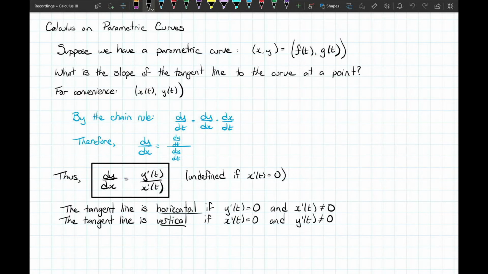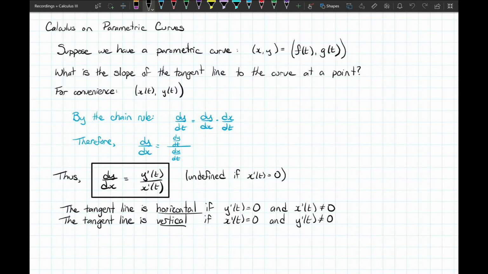We can understand that the tangent line is horizontal if the slope is equal to 0. That happens when the derivative of y with respect to t is equal to 0, and the derivative of x with respect to t is non-zero. Therefore, the slope is equal to 0 and not undefined. Now, if the slope is undefined, that doesn't necessarily mean it's vertical. The tangent line is vertical when our x prime of t is equal to 0. It's kind of like saying our horizontal velocity is 0. But we also need y prime of t to not equal 0. That means that we are traveling up or down.